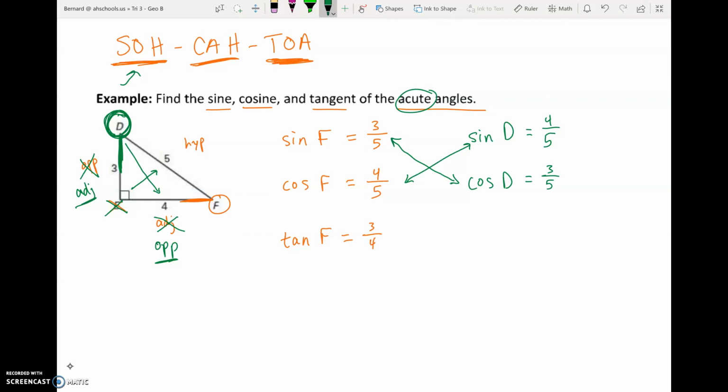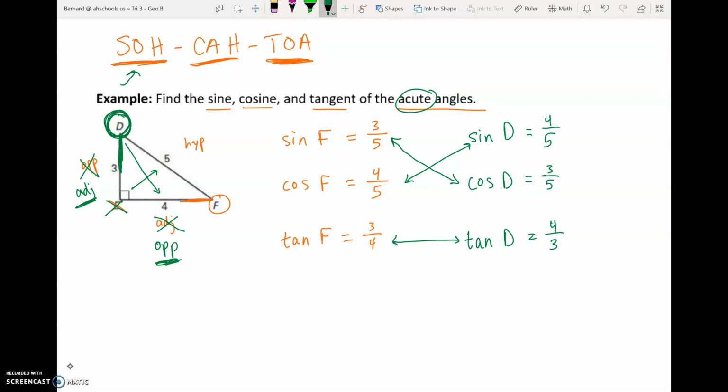And then tangent, something happens as well. So let's talk tangent of D. Tangent is opposite over adjacent, TOA, right? So opposite is 4, adjacent is 3. And so this is 4 over 3. And what I want you to see with the tangent is that we're still working with the same sides, opposite and adjacent, but they've flipped now. And so that's why our fraction is flipped. Tangent of F was 3 over 4, but tangent of D is 4 over 3. So that fraction flipped when the opposite and the adjacent flipped as well.